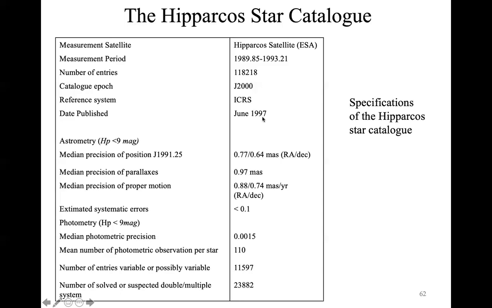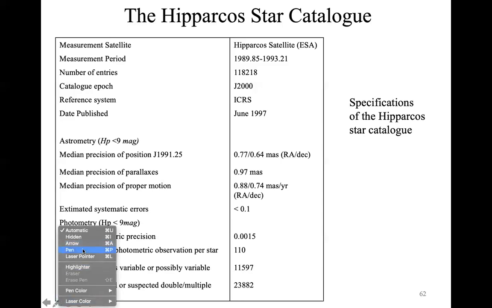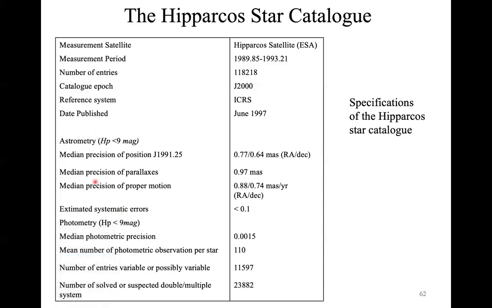This was published in 1997, but you have a much more recent Hipparcos star catalog. And you have these important properties of the catalog. One of the main properties is the median precision of parallaxes, which gives you the precision of the parallax errors that you have from the stars, that I'm going to explain in the next slide. The other important thing is the proper motion.